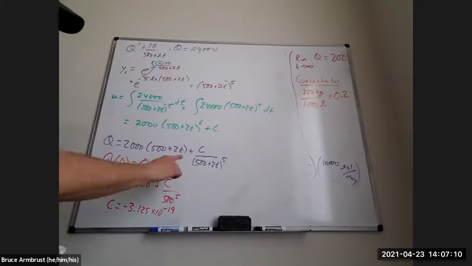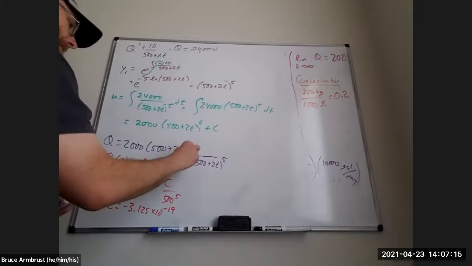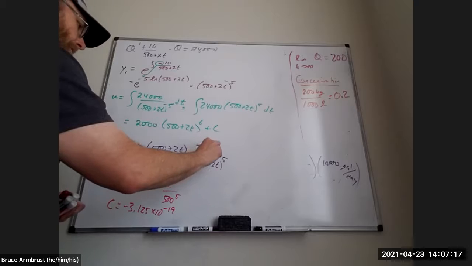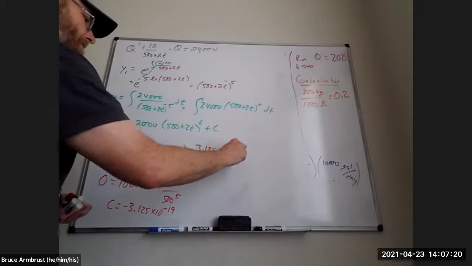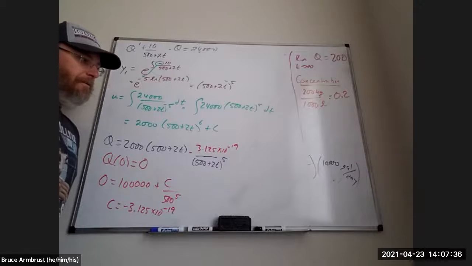But if we put that back into our C, I'll just erase this real quick. So I'll make it minus 3.125 times 10 to the minus 19. Why can we not count that as zero? Because it's not. I mean, okay.